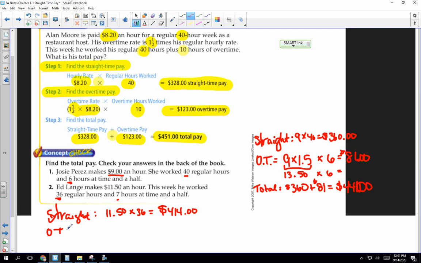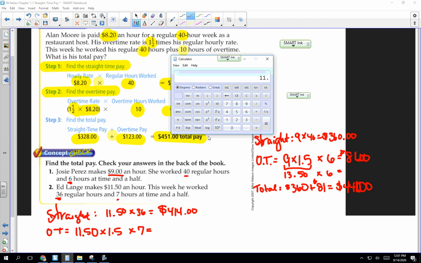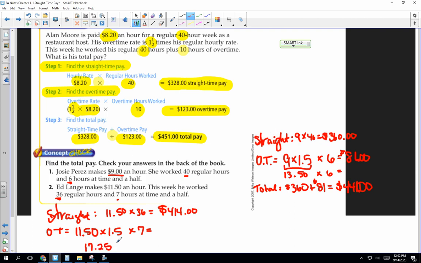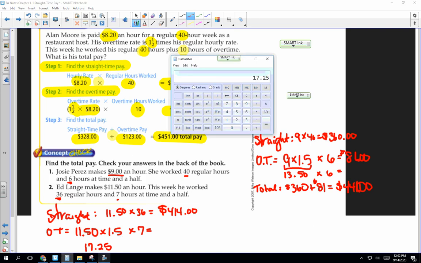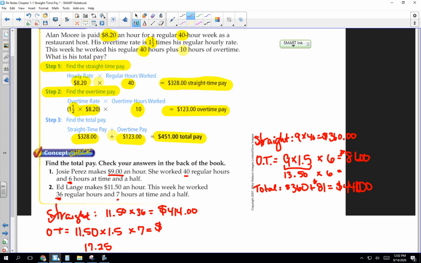And then his OT is going to be the $11.50 times time and a half times the number of just overtime hours that he worked. So we got $11.50 times time and a half, 17.25. And remember, some people divvy this out. And then times that by the 7 hours of overtime that he worked. So the overtime pay is going to be $120.75. And then the total pay is those two added together, which is $534.75. Sorry, I just didn't feel like getting my calculator out.